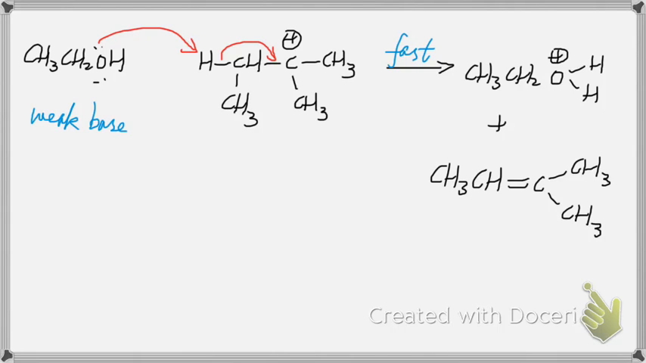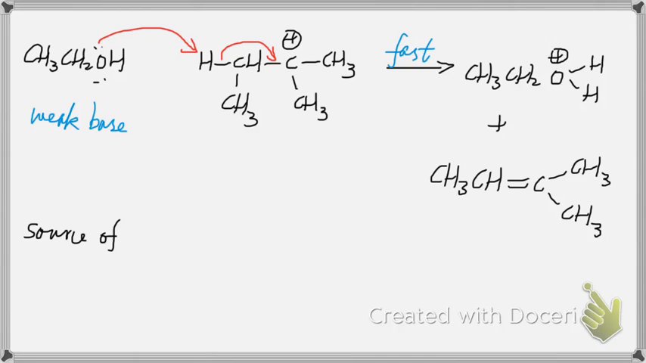In the E1 mechanism, as compared to E2, we don't have a strong base. Okay, with a strong base, E2 will be favored. And for E1, we have a weak base, such as ethanol.